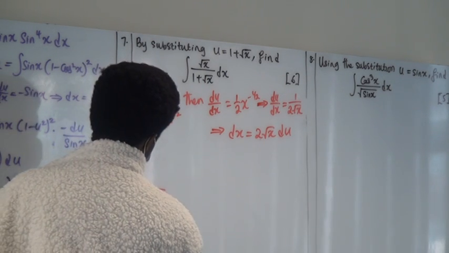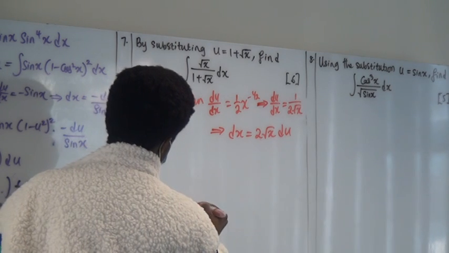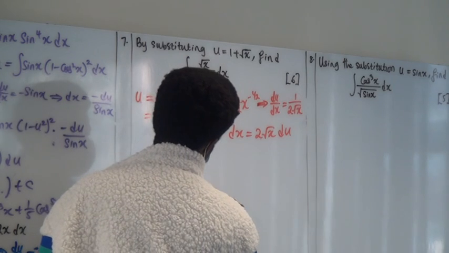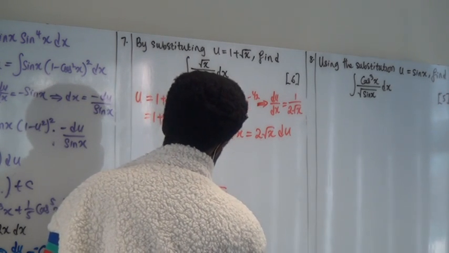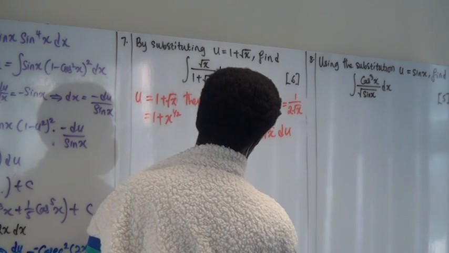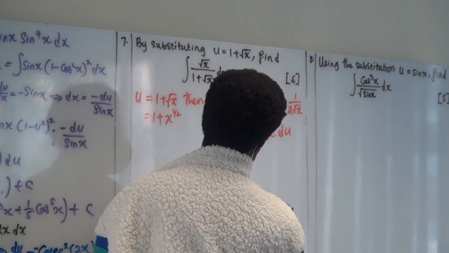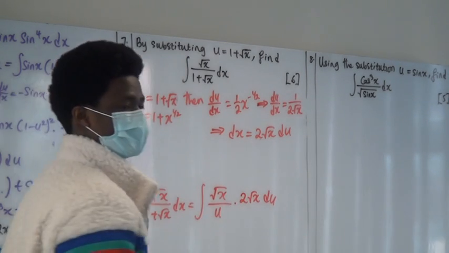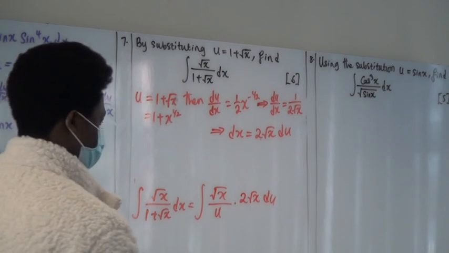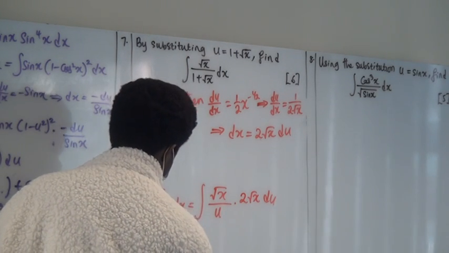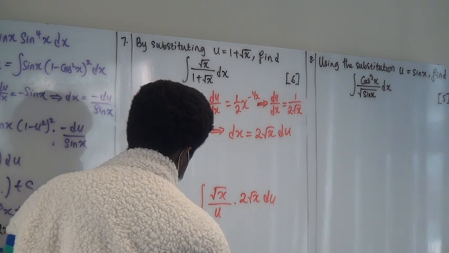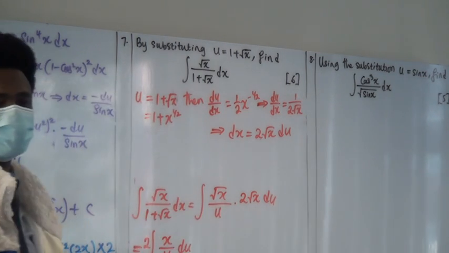This is 1 plus root x dx. So clearly this is the integral. We don't know anything about this. This is our u. Is it? Then this is 2 root x du. It doesn't cancel. Can you see that? So clearly the only thing we have is 2 times root x over u du. So we haven't really solved our problem.